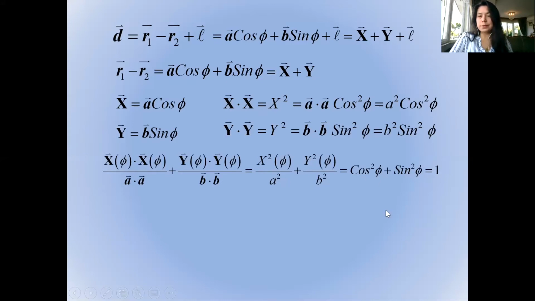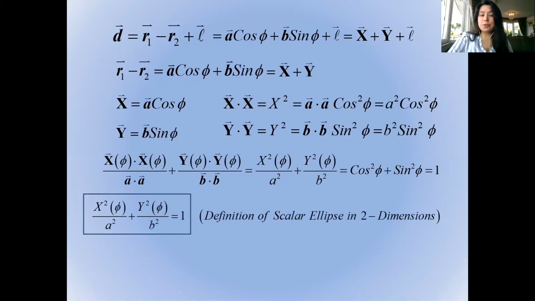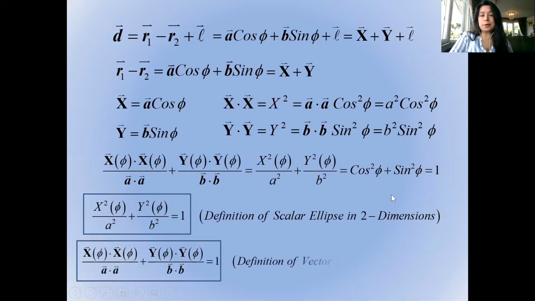Based on this trigonometric identity, we know that the magnitude squares ratios sum up to 1, and this gives us the definition of a scalar ellipse in 2 dimensions. And this is equal to the vector squares ratio sum, which is also equal to 1. And with this equation, I define a vector ellipse in 3 dimensions.